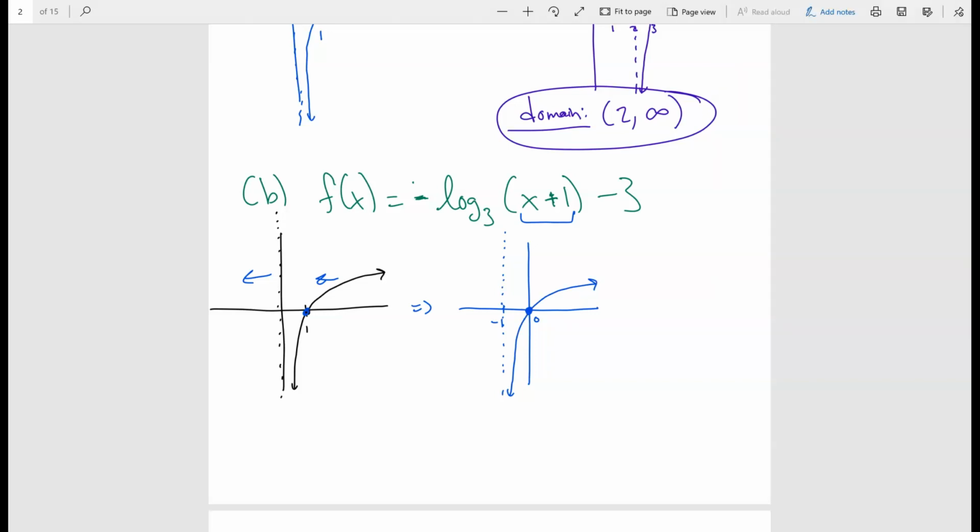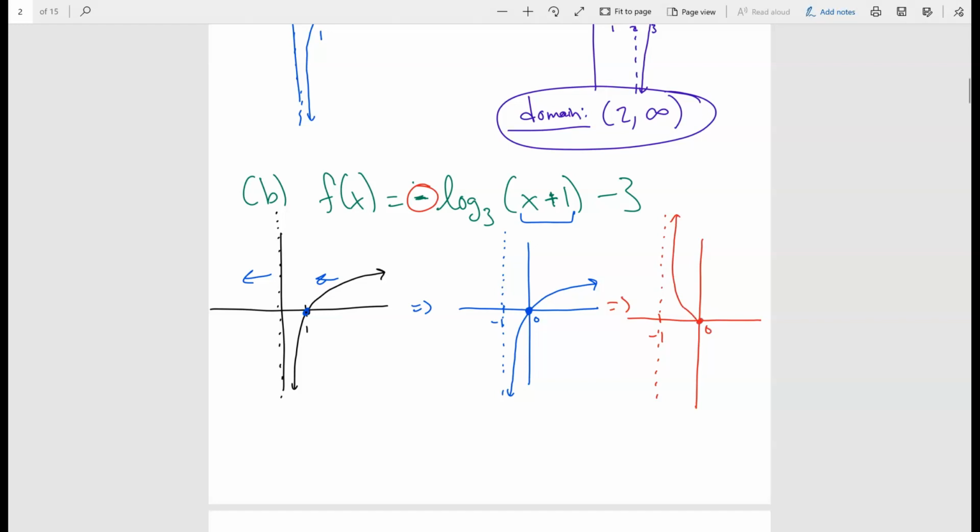Then what you're going to do is deal with this negative sign. So everything is going to be flipped. So notice the asymptote really doesn't flip. It still stays at negative 1. So that guy still stays there. But now this guy, see how it's increasing from the asymptote up. Now it's going to be decreasing from the asymptote to 0.